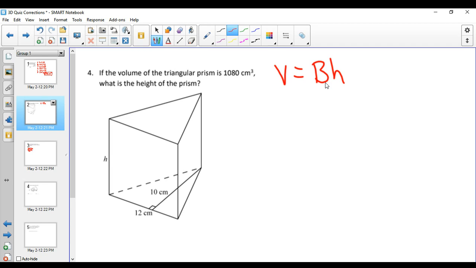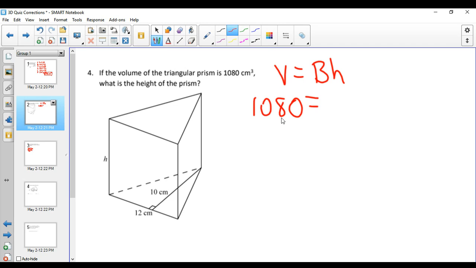Now, by definition, the base of any prism is going to be the 2 faces that are congruent and parallel. Whatever the name of that figure is a huge clue as to what the base is. So if this is a triangular prism, then the bases are going to be these 2 triangles here. Okay, we also already know the volume. We know the answer already, so I'm going to start by replacing V with 1080.